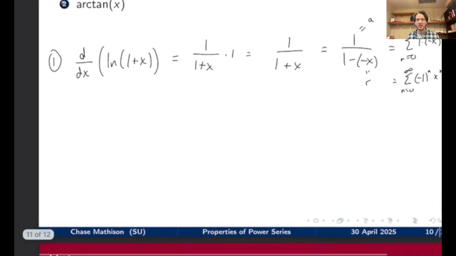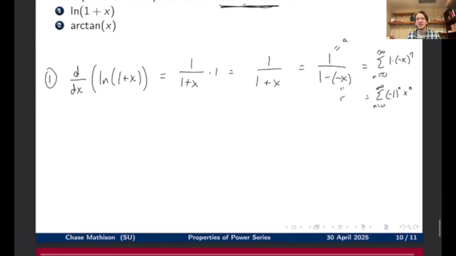Okay, so I know the power series representation for the derivative of natural log of 1 plus x. So how could I find the power series representation for natural log of 1 plus x? Take a second, decide what you think the answer is. Pause the video and try and work it out for yourself.